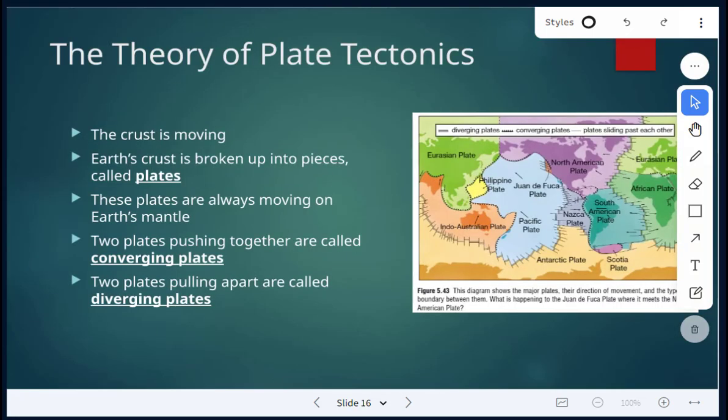Okay, gonna pause here. The theory of plate tectonics is that the crust is moving. Earth's crust is broken up into pieces, which are called plates. Those plates are always moving on Earth's mantle. When two plates are pushing together, they're called converging plates. And when two plates are pulling apart, they are called diverging plates.